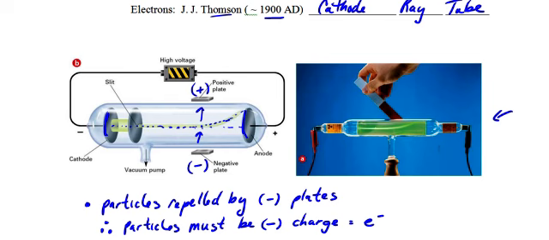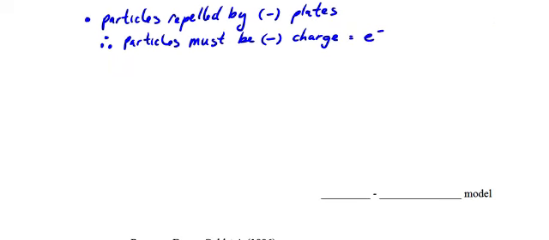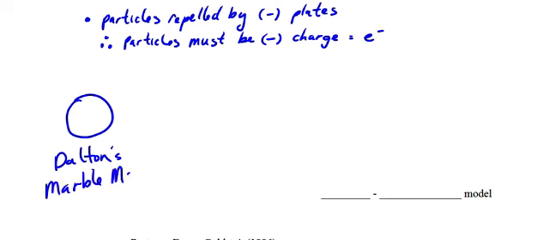And since the atom contains negative particles, and it is also known that the atom is neutral, that must mean that something is balancing the charges. So here's John Dalton's marble model. So we'll call this Dalton's marble model. And there we go. Dalton's marble model was neutral.